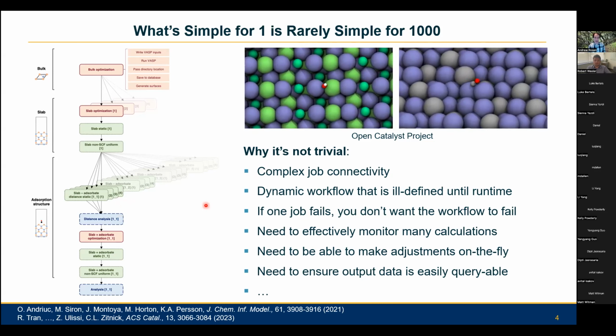So really why this is not trivial is we have this complex job connectivity where the workflow is really ill-defined until runtime. The number of slabs and the number of sites might not be predefined, especially if you do this across many materials. You also want to make sure that if one job fails, the whole thing doesn't fail. You want to be able to effectively monitor many calculations. So if you scale this up to tens of thousands and a job fails, you don't want to have to be figuring out how and why that was going on. You need to be effectively making adjustments on the fly. So that goes into that automated perspective. If the SCF doesn't converge, how are you going to automate that process? And you need to make sure, obviously, the output data is easily queryable for doing data science.